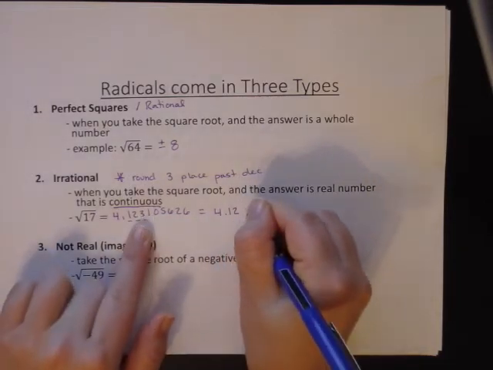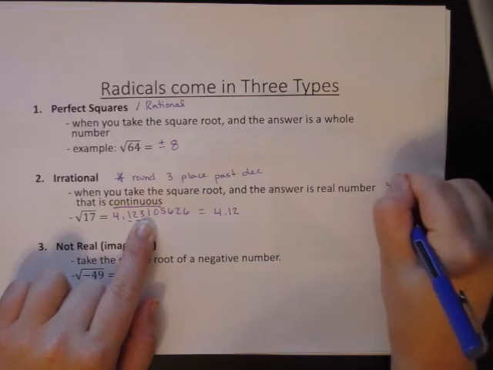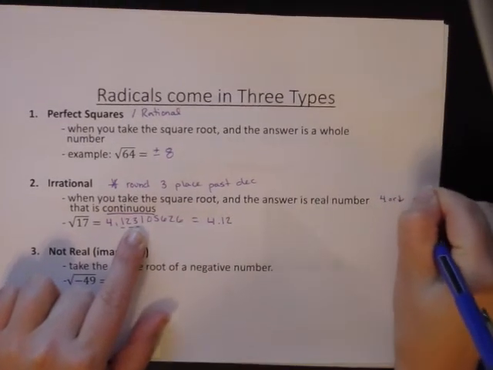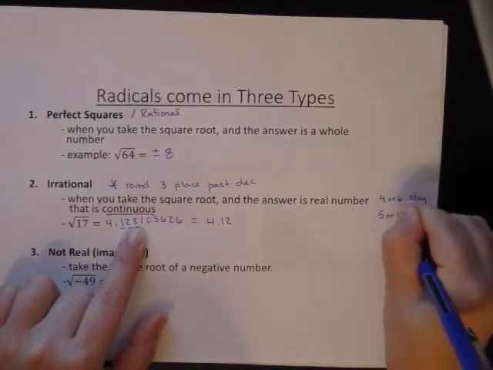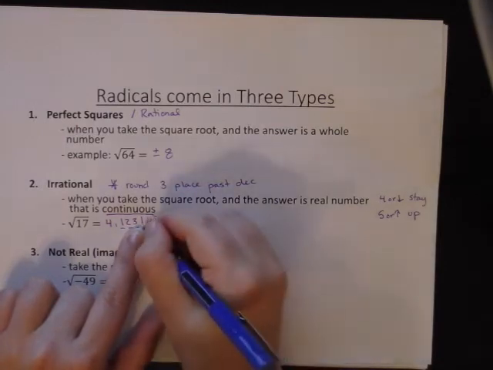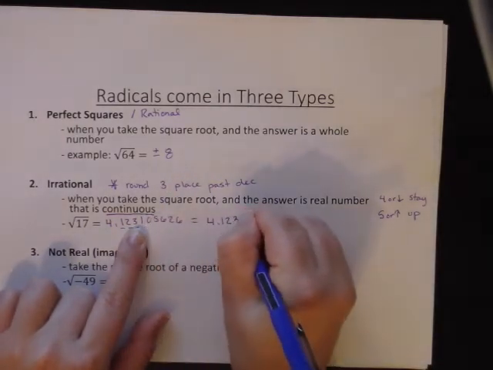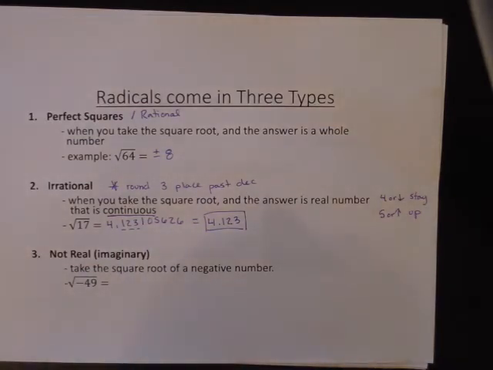Alright? So if I'm going 1, 2, 3 places past the decimal, I'm dealing with the 3, and I look 1 past. If it is 4 or below, you stay the same. If it is 5 or above, you go up, or give it a shove. So since it is a 4 or below, you just stay with the exact same. So my rounded answer would be 4.123.